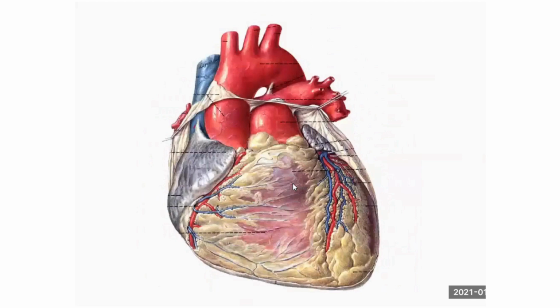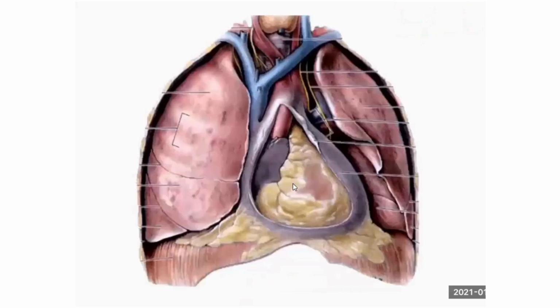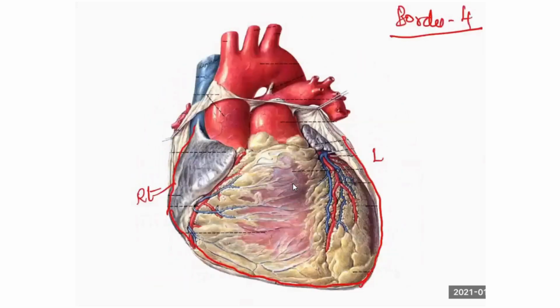There are 4 borders of the heart. This border is right border. This border is inferior border. This border is left border. Superior border is hidden by blood vessel. Borders. How many? 4. Right, left, inferior, superior is hidden one. Now I will proceed with the surface.